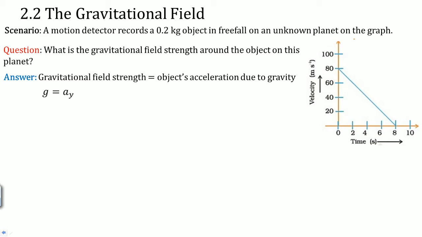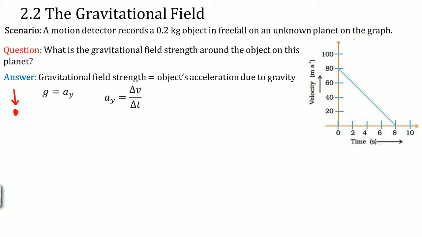g, which is the gravitational field, is equal to a_y, which is the object's acceleration due to gravity. Because the object here is falling down during free fall, there is a gravitational field around it that is pulling it.